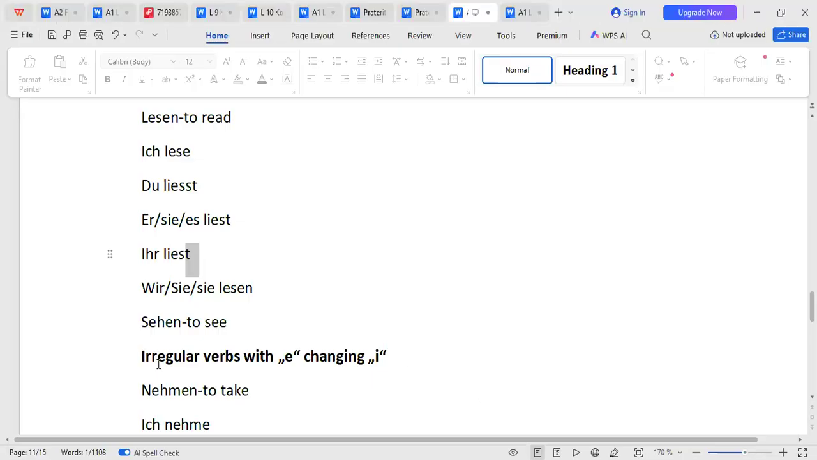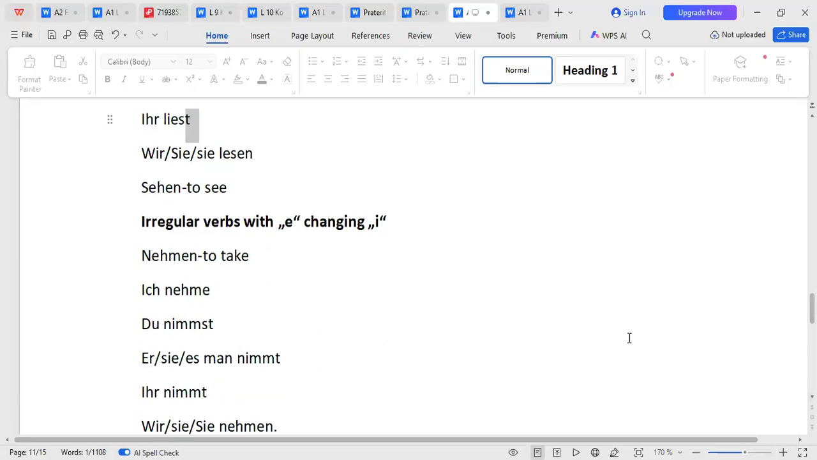We have some irregular verbs with the vowel changing, the a changing to e, like nehmen: ich nehme, du nimmst, er sie es man nimmt, ihr nehmt, wir sie nehmen. So the changes only happen here.